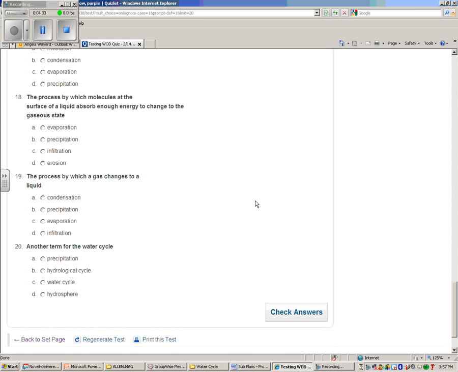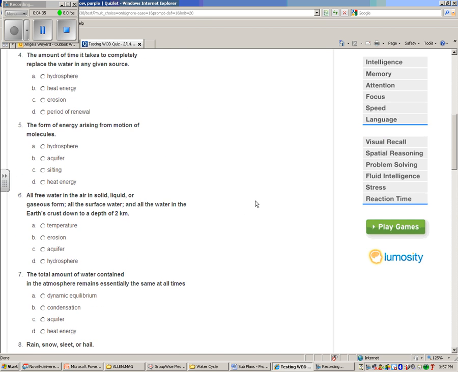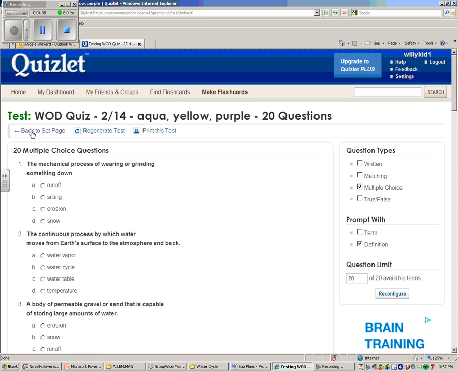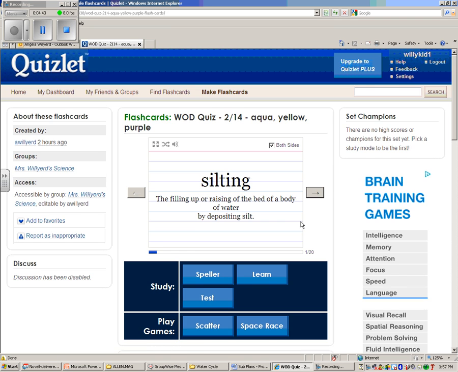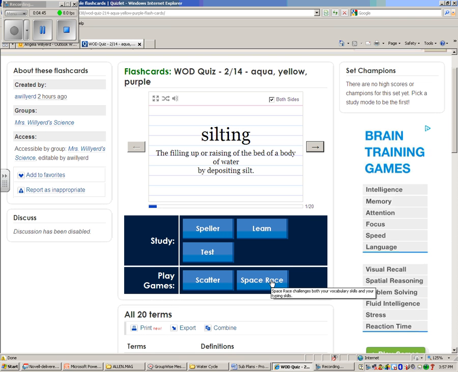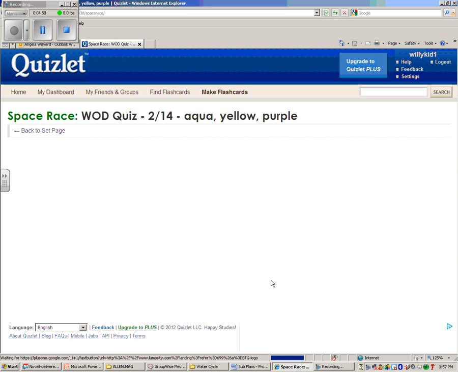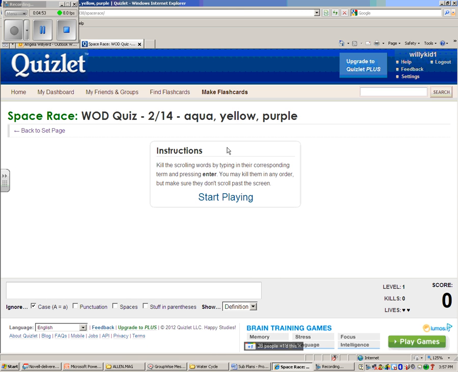And then once you're finished and you've written down the words you've missed to study for later, I want you to go back to the set page and you can play Space Race to help practice your spelling and your typing skills. Oh yeah, and your WODs. So you can play Space Race and type in your words, so that way you can practice spelling them, practice your typing, and practice your vocabulary. So be on your best behavior for Miss Burke, and I will see you tomorrow.